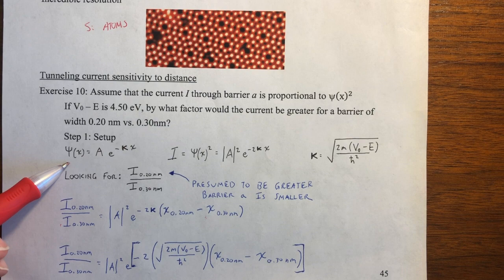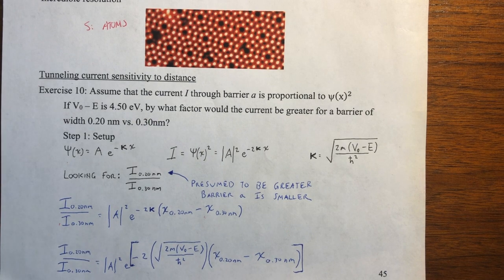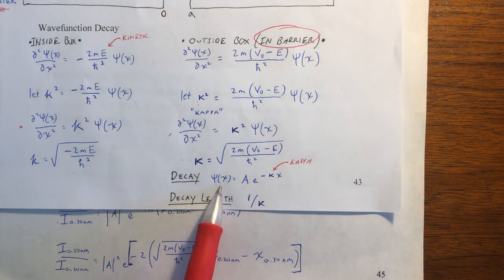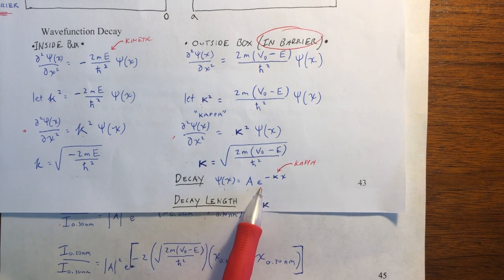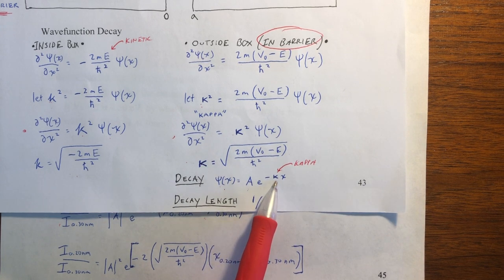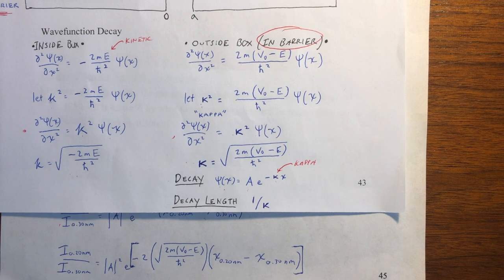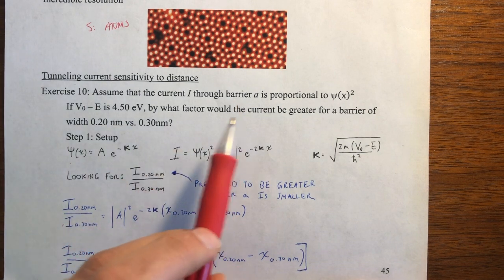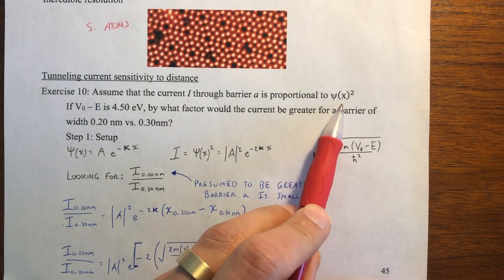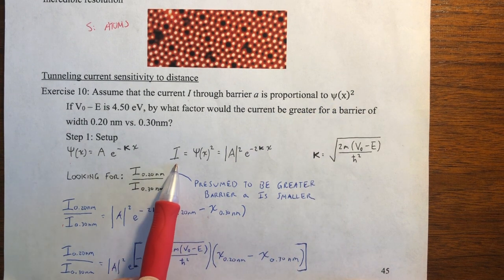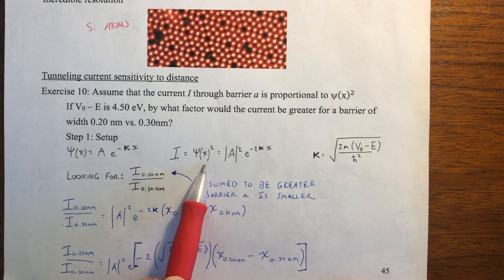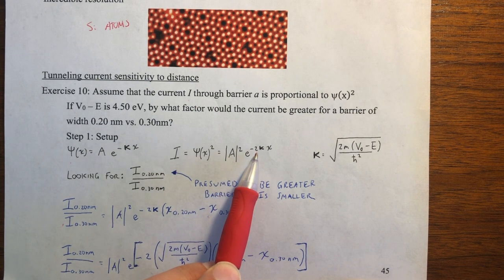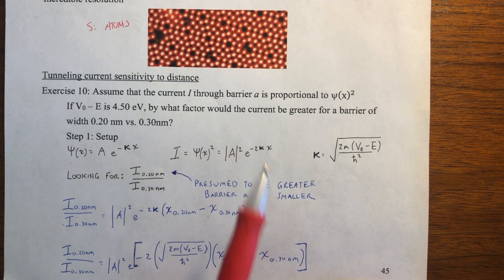So here we have our new equation for decay of the amplitude of the wave function. And so that comes back to page 43, where we introduced that equation, where it's A coefficient times e raised to the negative kappa times position x. And again, that is the equation for decay of the amplitude of the wave function. So if we're saying that the current is proportionate to the square of the wave function, then we can set that up here. So current is going to be the wave function squared, and so that would be our coefficient A squared, and we get a 2 in our exponent for e.